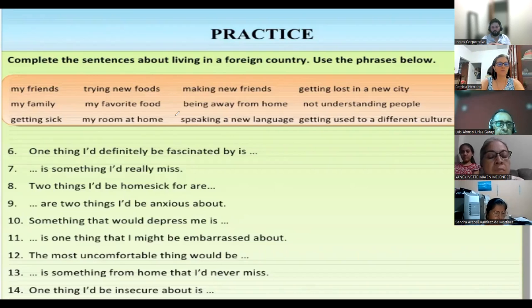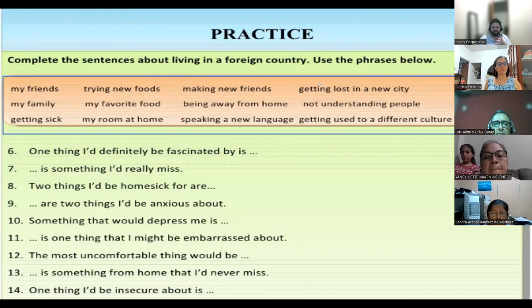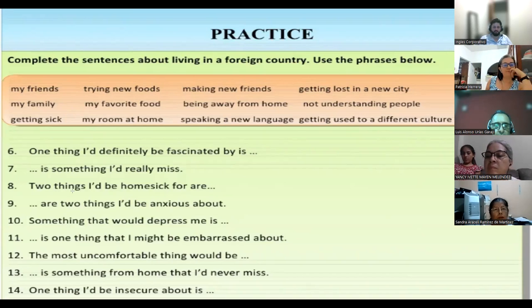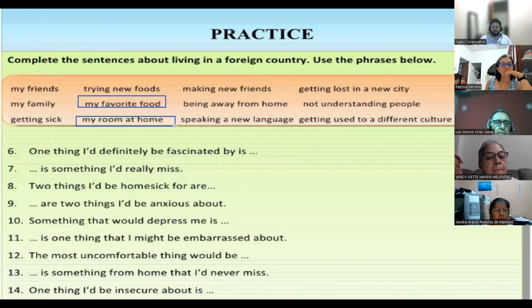I think that the two things I'd be homesick for are pupusas and, you know, so actually give real information of what you would prefer. You have the vocabulary here, choose this and give me an explanation on why. Give your partner, your classmate, an explanation as to why you chose this option, okay? I can say two things I'd be homesick for are being away from home and my room at home. You can say my favorite food and my room at home because I love pupusas, man. I can't live without pupusas. One of the reasons why I wouldn't move to a different country is because I miss pupusas so much. And also my room at home, I think my room at home is cozy as hell, right? So give information to your partner, okay?